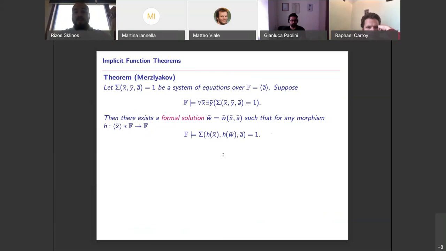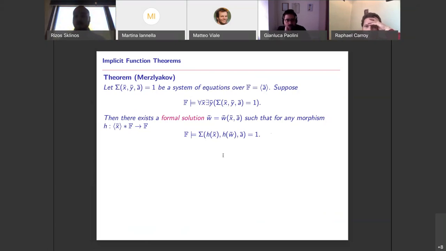So to gain control over the solution of addition, we have to use a generalization of Merzlyakov's theorem. This should be thought of as an implicit function theorem for groups. In order to connect with our purpose, we need to consider that sigma of x, y equals one is a system of equations that is going to give us the product operation, the addition. So into the x's we will plug the summands, and the y is going to give us the product. This is how we should read it in order to understand its importance for our purposes.